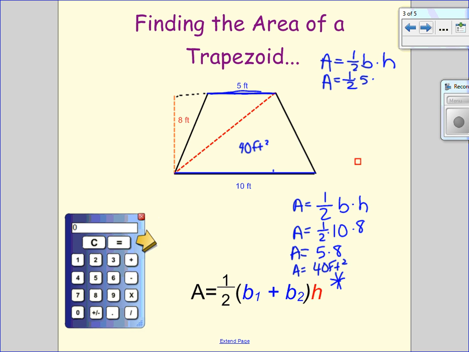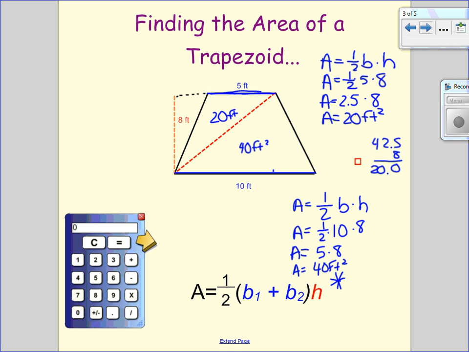So times 8. Okay, so 1/2 of 5 is 2.5, times 8. 8 times 2.5, let's just do it over here because it's faster. 8 times 5 is 40, 8 times 2 is 16, 17, 18, 19, 20. Move the decimal over 1. So area equals 20 square feet. 20 feet squared.